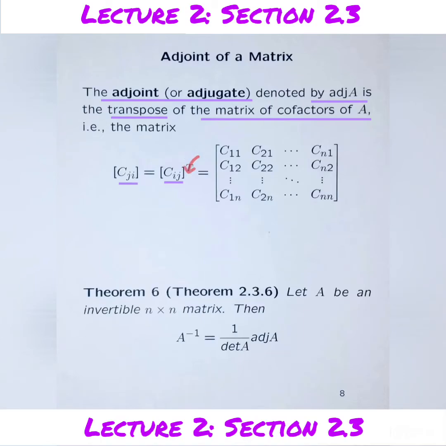And it turns out that we can use the adjoint to compute the inverse of a matrix. So this is a different way of computing the inverse. If A is an invertible n by n matrix, then the inverse of this matrix is given by the adjoint of A multiplied by a scalar, and this scalar is 1 divided by the determinant of A.